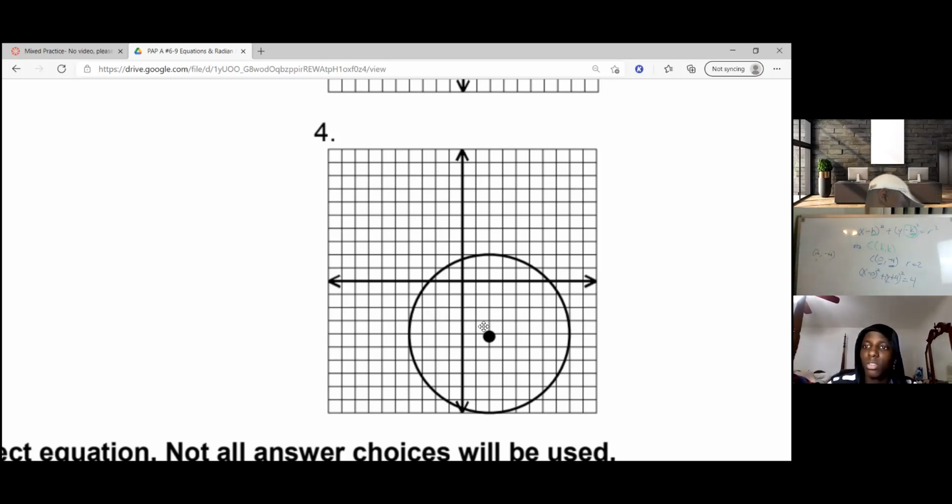Tell me what to write. Right: X minus 2 squared. And then you put Y plus 4 squared equals 6 squared. What's 6 times 6? 6 times 6 is 36. Okay, got it.